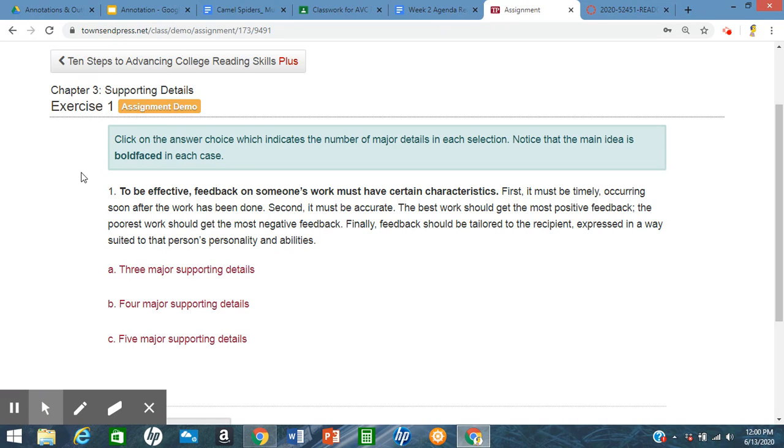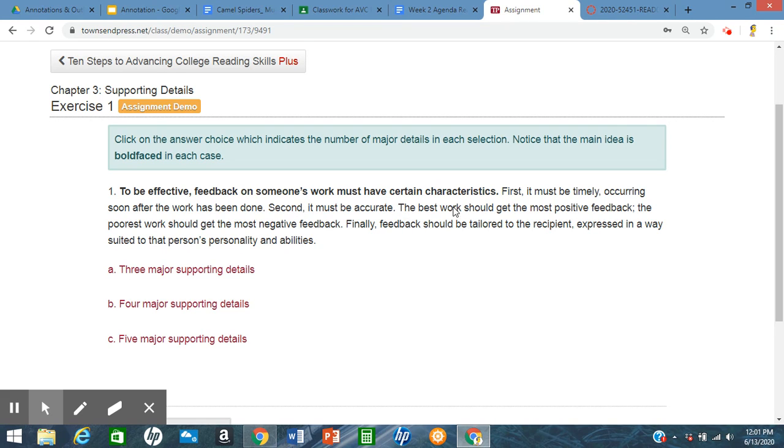So we know our main idea is to be effective, feedback on someone's work must have certain characteristics. So how many major supporting details do we have? Well, let's look here. Everything else that follows is a supporting detail. But again, remember, major supporting details are indicated by signal words. So we have a very popular one here. First, that's 1. And then if we look here, second, that is 2.